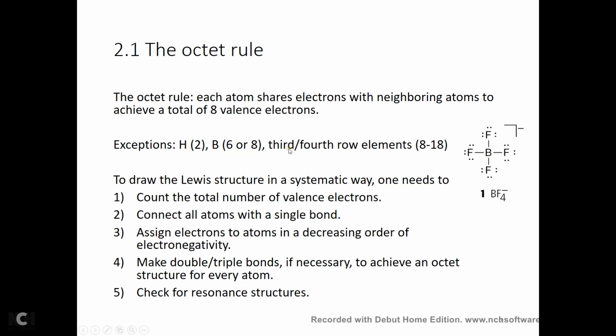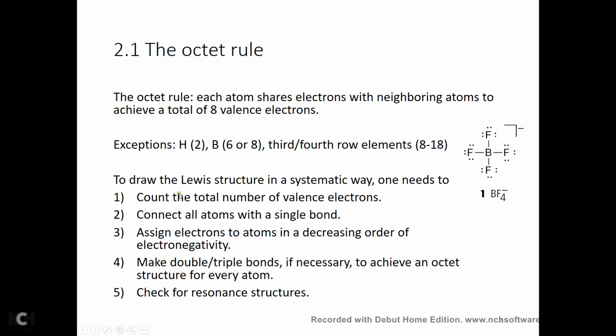There are also third and fourth row elements that can be surrounded by between 8 and 18 electrons. This is because the empty d orbitals, for example 3d or 4d orbitals, can accommodate between 0 and 10 electrons.